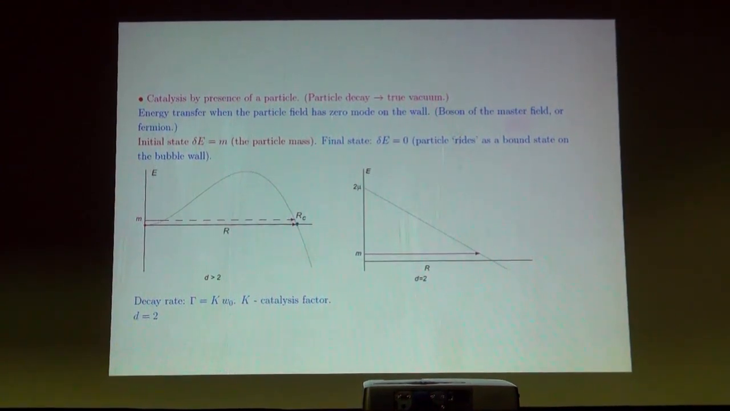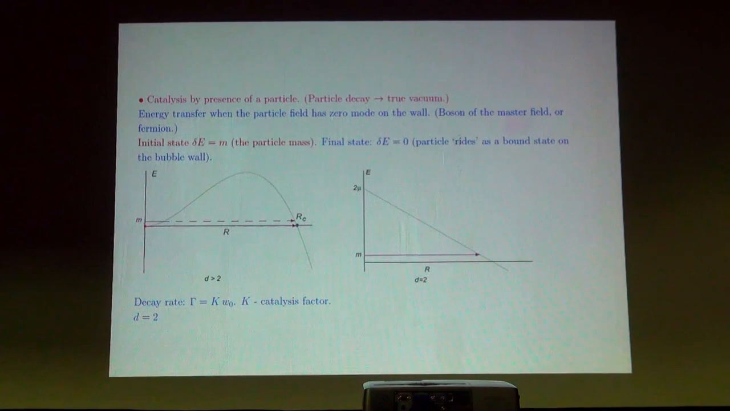One of the ways of supplying energy is not by colliding particles, but by just having a particle. So like the particles of salt that you draw from the kettle. The particle, by just its presence, can create the bubble. And it happens when a particle is massive in the vacuum, but it has a zero mode on the wall of the bubble, in the transition region, just like the fermions that we discussed. Because it adds to the initial energy.